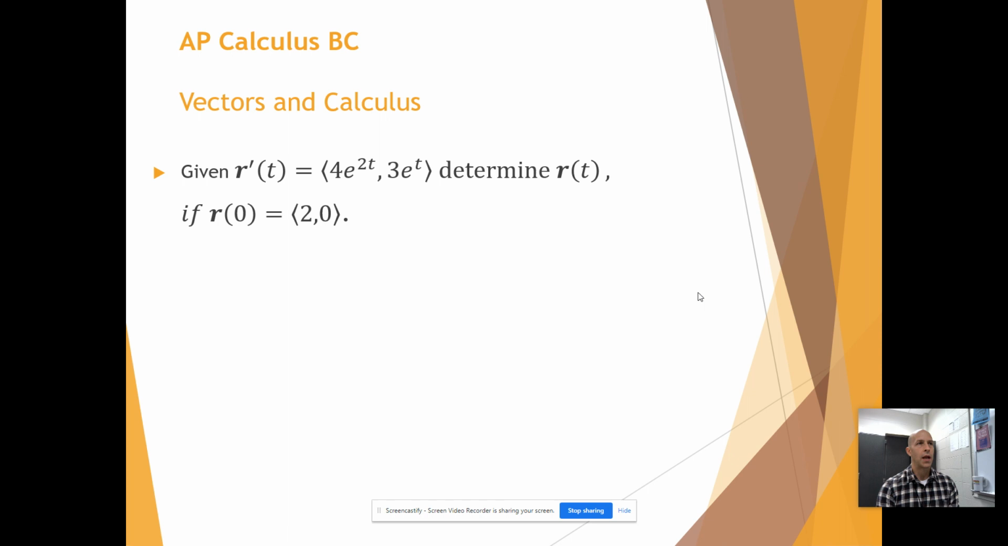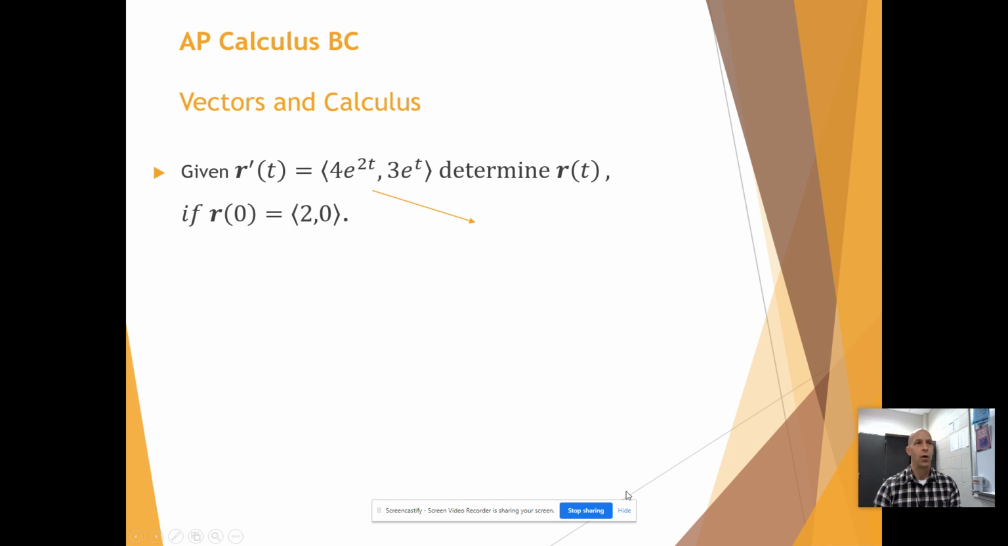And finally, here in AP Calculus BC, we're looking at vectors and vector calculus. We're given that the derivative of the vector r is 4e to the 2t, comma 3e to the t. So this is a vector. There's an x component and there's a y component. They also tell us that the initial condition for this vector is that r of 0 is 2, 0.